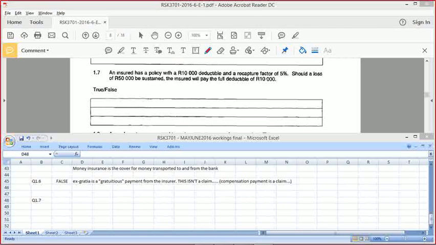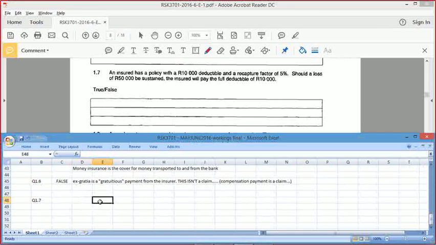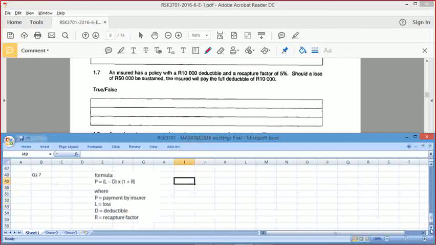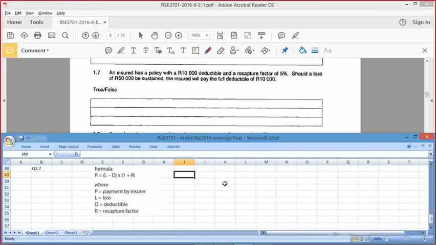Recapture factor. There it is. Okay, so copy that. Alright, so this is the actual formula. Let's copy paste. Okay, that's what I use to do the calculation. I write down the formula: P equals L minus D times 1 minus R.